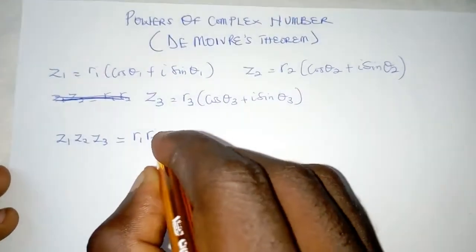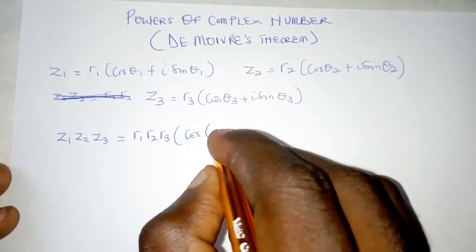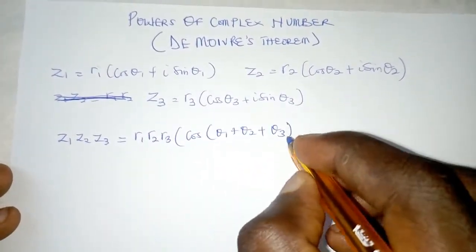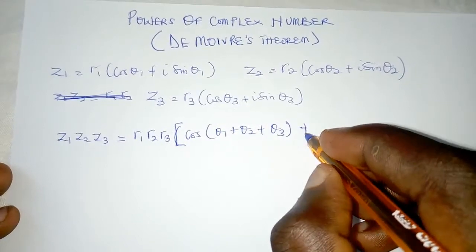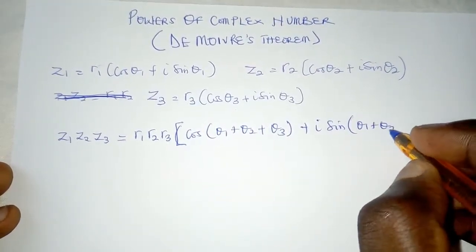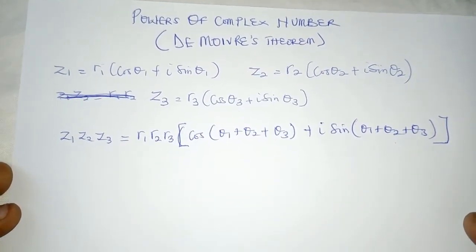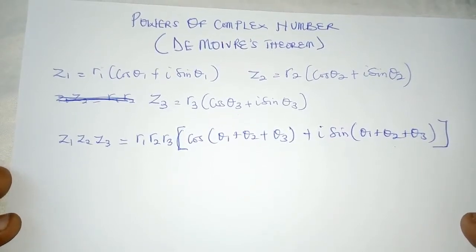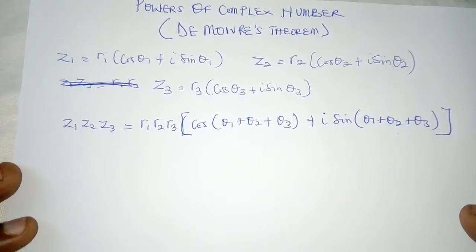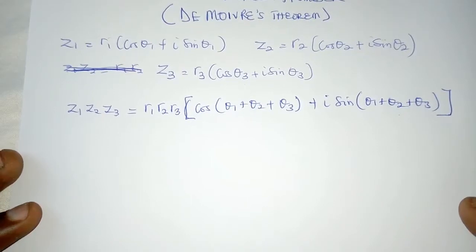Now if you are to multiply z1 by z2 and z3, then our result is going to turn out to be R1 R2 R3, multiplying the cos of theta 1 plus theta 2 plus theta 3, then plus i, the sine of theta 1 plus theta 2 plus theta 3. This is because in multiplication we multiply the moduli and add the arguments, as we've already seen in the previous videos.